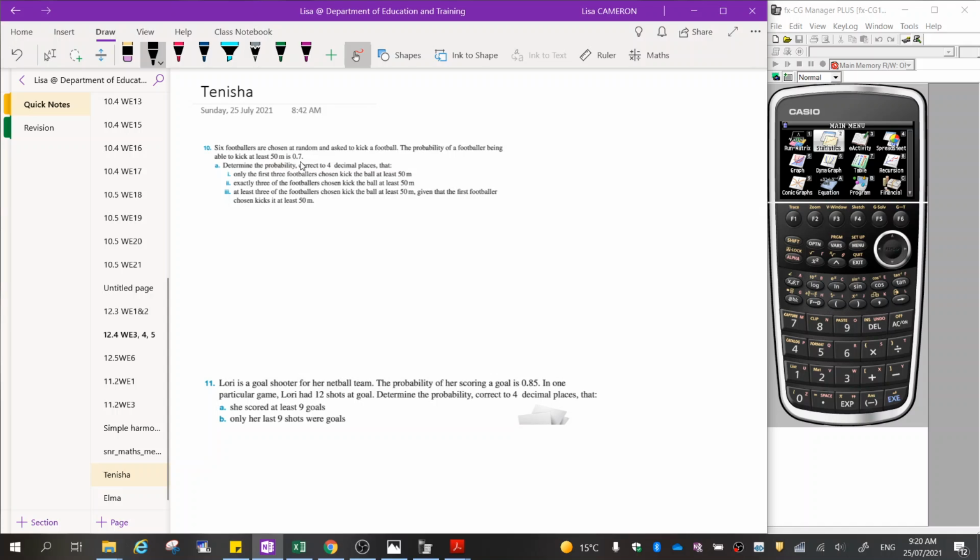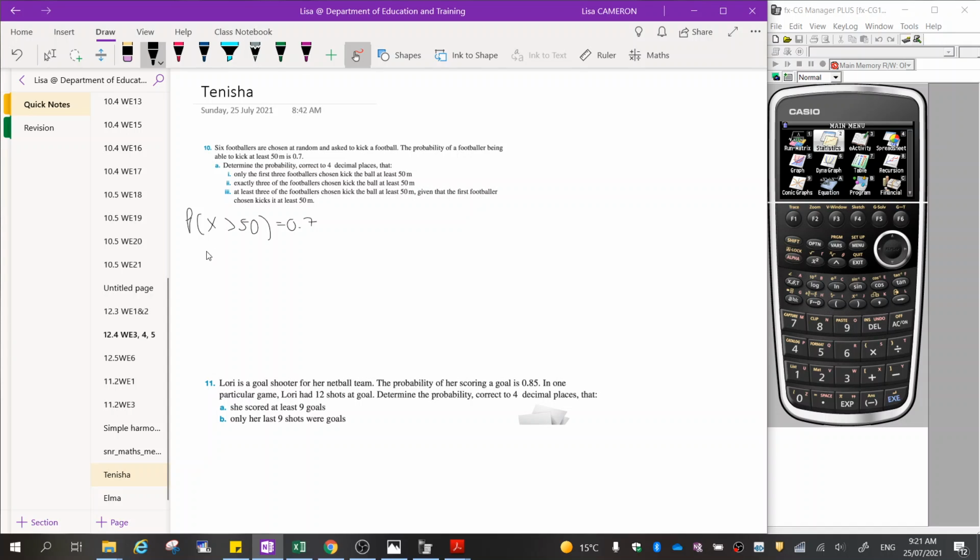Okay, so 6 footballers are chosen at random and asked to kick a football. The probability of a footballer being able to kick the ball at least 50 metres, meaning the little one eating the big one, is 0.7. Determine the probability, correct to 4 decimal places, that only the first 3 footballers chosen kick the ball 50 metres.